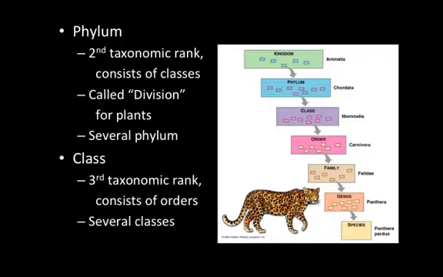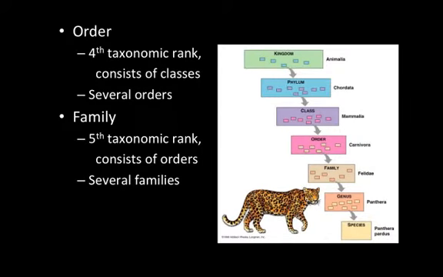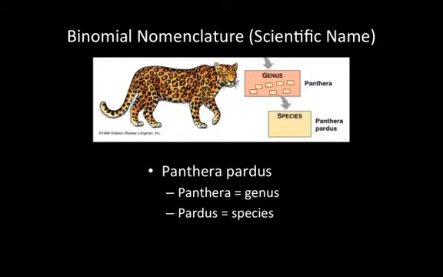Then, within the kingdoms, we have the phylum, which is the second taxonomic rank, and in the kingdom Plantae, they're actually called divisions instead of phylum. Within each kingdom, there are several phyla, and within each phylum, there are several classes, and so on, as we can see with the order, the family, the genus, and the species. So where does this lead us to?